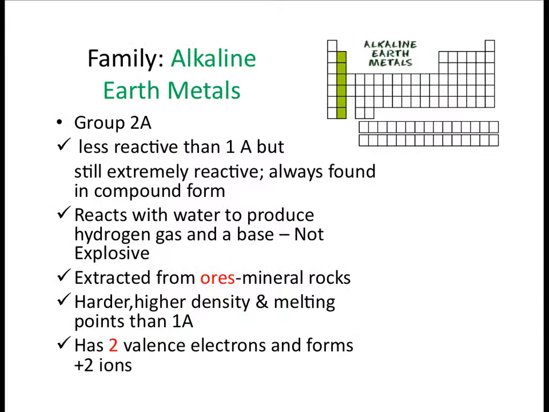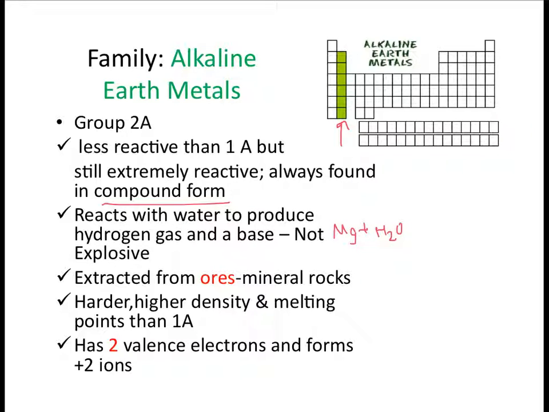ion. The second family is called the alkaline earth metals. They are group 2A, and they are very reactive, but not as reactive as group 1A. So they will always be found in compound form. You'll never find them free in nature. They also react with water to produce hydrogen gas and a base, as seen in this example right here.